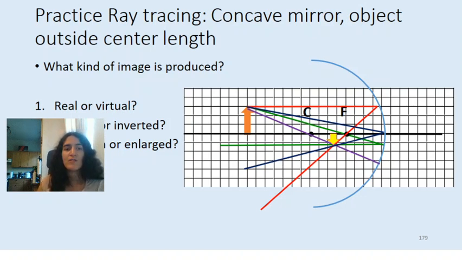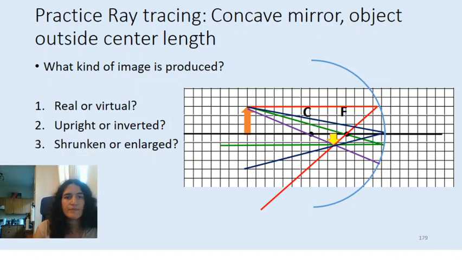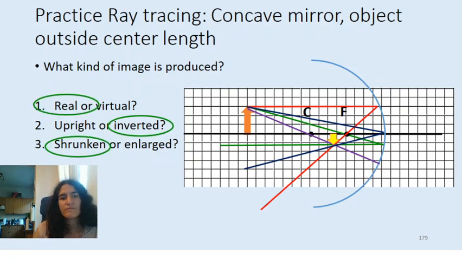So what kind of image is produced in this case? Okay, hopefully you said that this is a real image. It's inverted and shrunken. Good.